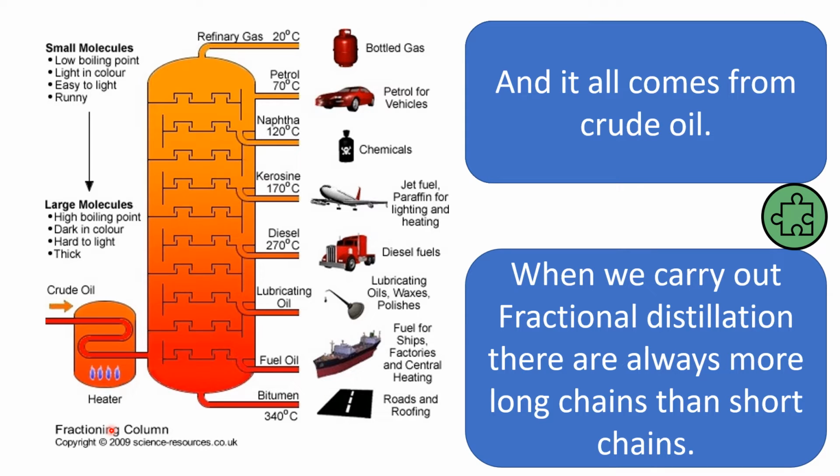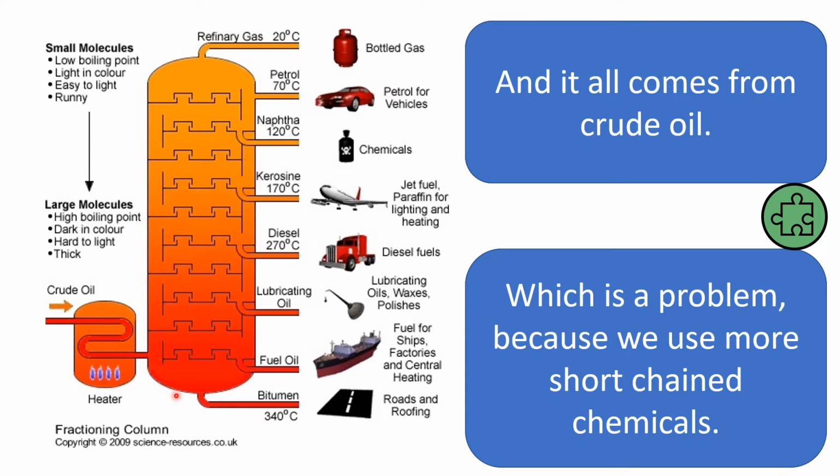So when we carry out fractional distillation, for some reason, it's just the way it's formed, there are always more long chains than short chains. So we always end up with lots of long chains near the bottom, and we end up with fewer short chains, the petrol, the naphtha, the refinery gas. That's a problem because we use a lot more of the refinery gas, the petrol, the naphtha, the kerosene. We use a lot of that, whereas we don't use as much fuel oil and bitumen. We do use it, but not as much. And we've actually got more than we need of this and not enough of this.